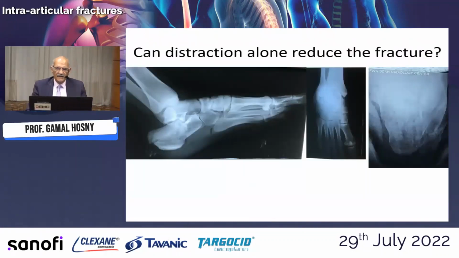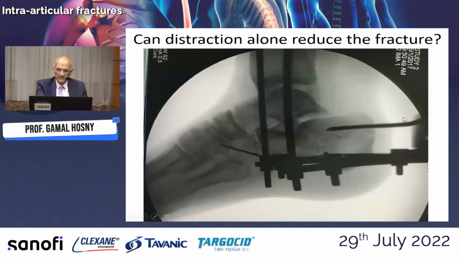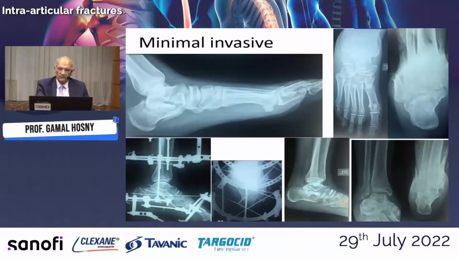So in many cases, distraction cannot reduce the fracture. Like this comminuted tongue-shaped fracture of the calcaneus. You have to use this fulcrum to correct it. Ligamentotaxis will not correct it. This patient with a comminuted tibial plafond fracture was treated by ligamentotaxis, and look at this picture. They put the frame up and down and do severe distraction, but look, totally displaced. So ligamentotaxis usually cannot reduce the comminuted intra-articular fracture.